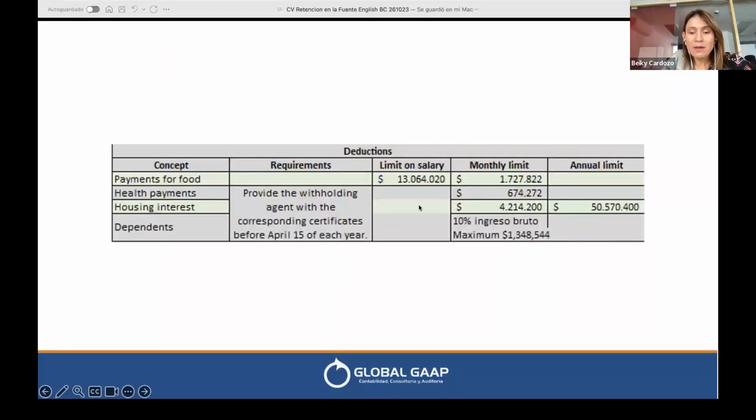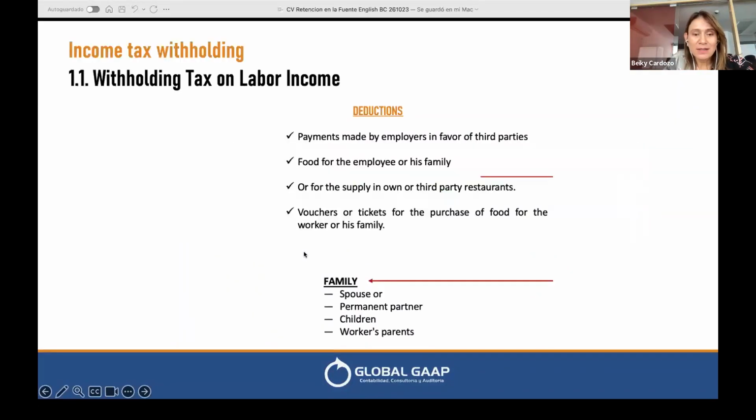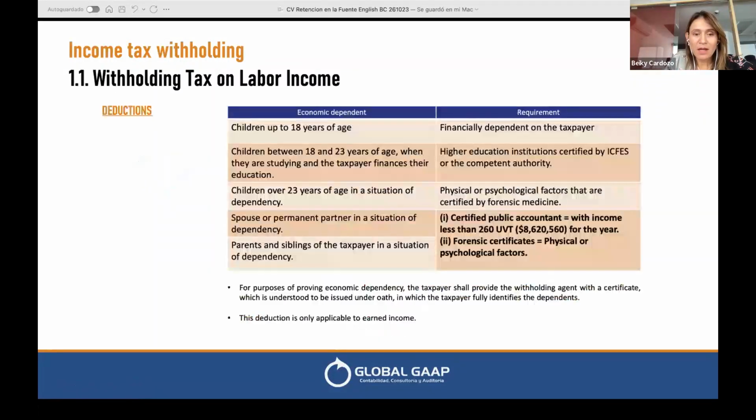Here again, we have the limits for food, payments to health, house interest, and dependents, and we have the monthly limits and the annual limits here in that regard. I don't know, Andrea, if you want to mention something. No, we're okay. Okay, good. I'm trying to go fast so we stay on the time schedule. Okay. So next, here we have the deductions, which we're going to speak about further. Okay.